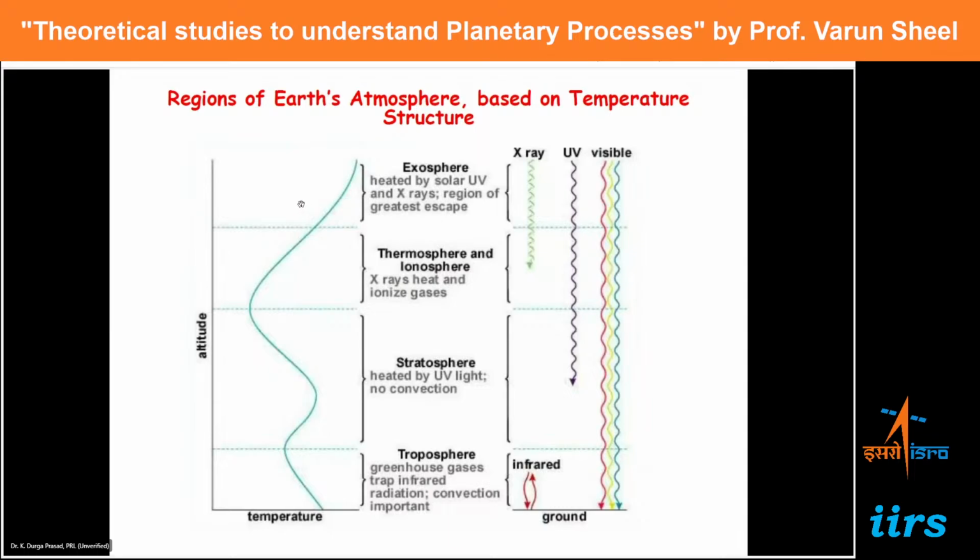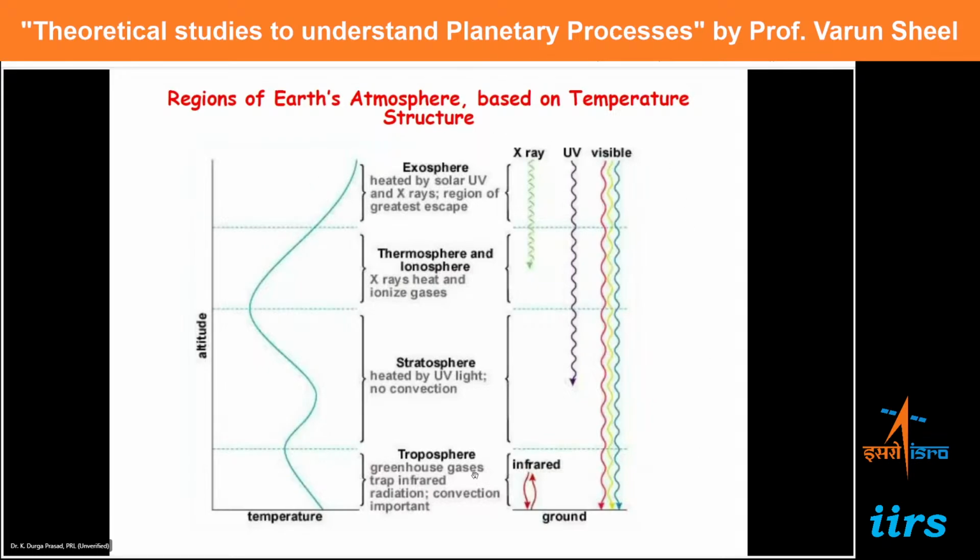The exosphere is heated by solar ultraviolet and X-rays, and here the density is very small. This is a region where whenever any species, an atom or a molecule or ions, gets a little bit of energy from the radiation, they tend to escape the planet's gravity and escape into space. And this is with respect to the thermal structure.